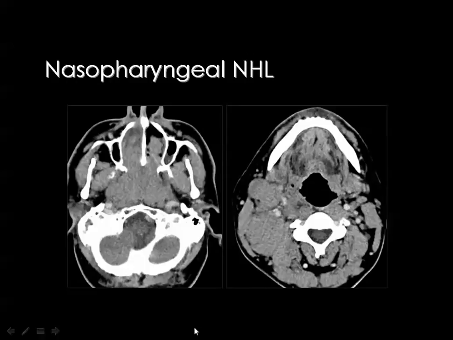But you see a mass here. This mass is big, obliterating the nasopharynx, and is encroaching on the parapharyngeal fat bilaterally. It has extended into the nasal fossa on both sides. It has destroyed the pterygoid blades more on the right side, and is associated with bulky lymph nodes.